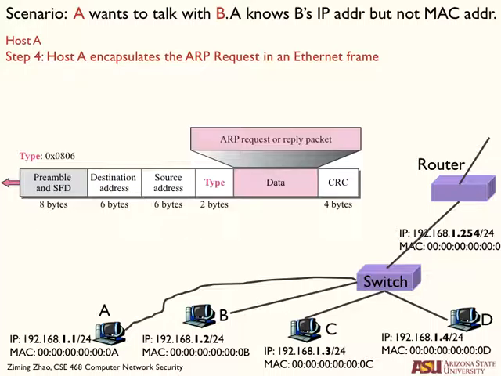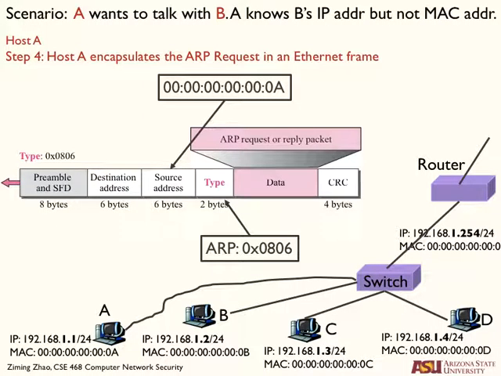First, the whole ARP request is used as a payload. Then first, we put the type here. It's 0806, which means the payload is an ARP request. Then A will put its own source in the Ethernet header, which is A. Then what should A put here, the destination address?